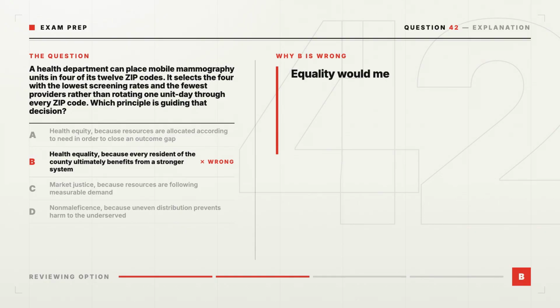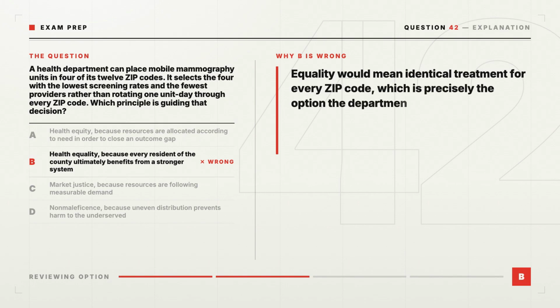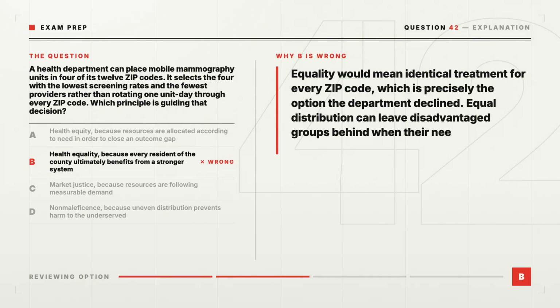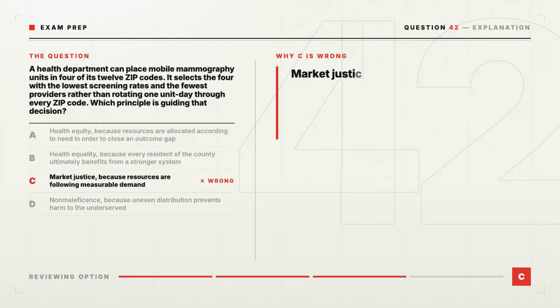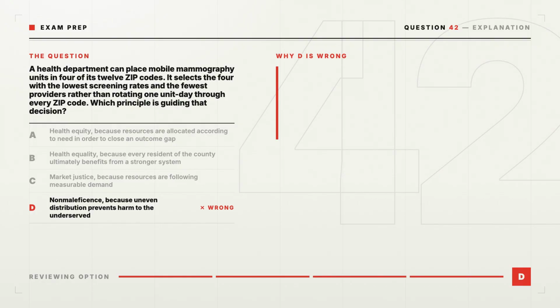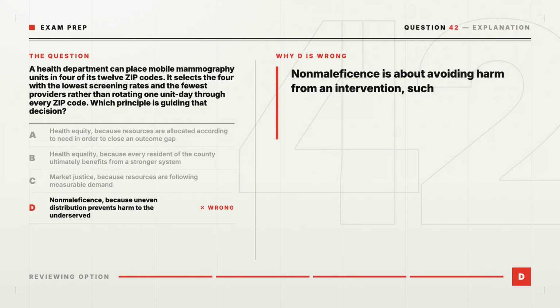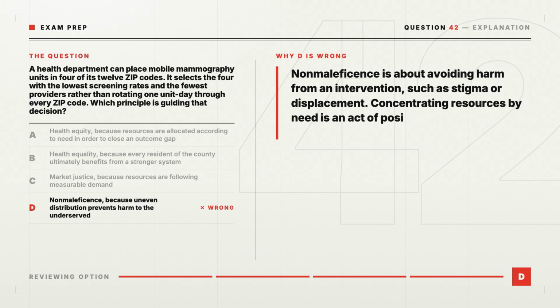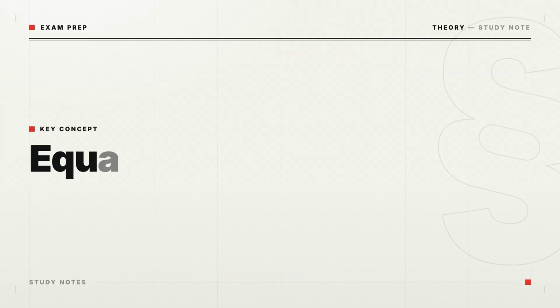B is wrong because equality would mean identical treatment for every zip code, which is precisely the option the department declined. Equal distribution can leave disadvantaged groups behind when their needs are greater. C is wrong because market justice distributes benefits by ability to pay or by demand. The department is deliberately overriding demand patterns to reach populations that have been underserved. D is wrong because non-maleficence is about avoiding harm from an intervention, such as stigma or displacement. Concentrating resources by need is an act of positive allocation rather than harm avoidance.